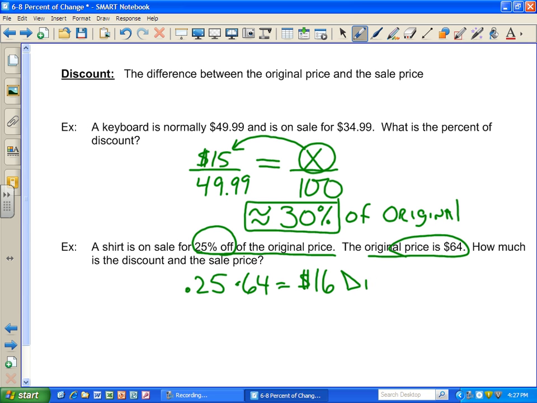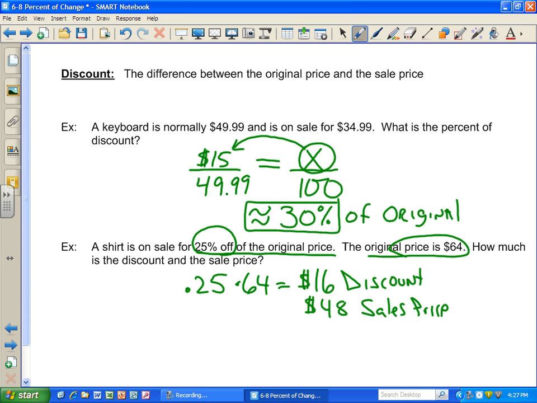So that's your discount. Now, how would you find your sale price? If the original price is $64 and the discount is $16, just subtract, and that's how you find your sales price. So 64 minus 16, that means you're only going to pay $48, which is your sales price.